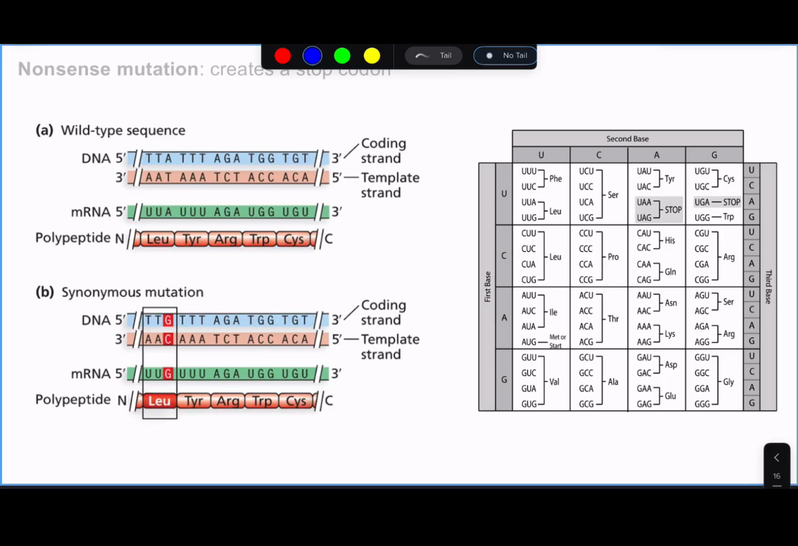Going back to your idea of mutations that are detrimental versus beneficial versus neutral, what do you guys think a synonymous mutation will be? Will it be beneficial, detrimental, neutral? Neutral. It's pretty evident that a genetic mutation that doesn't change the sequence of amino acids will have no effect. It will be neutral. Okay? All right.